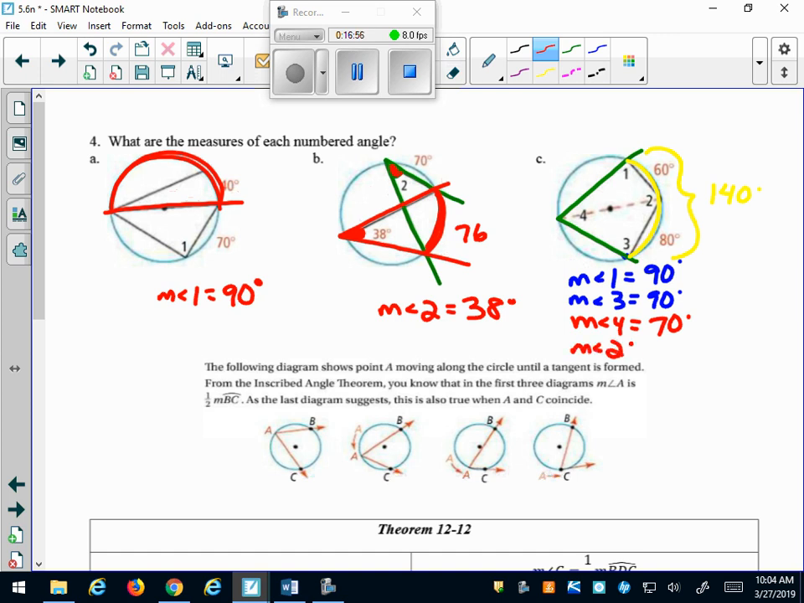Now, how can we get measure of angle 2? 180 minus 70, because it's going to be supplementary to angle 4. So measure of angle 2 is going to be 110.